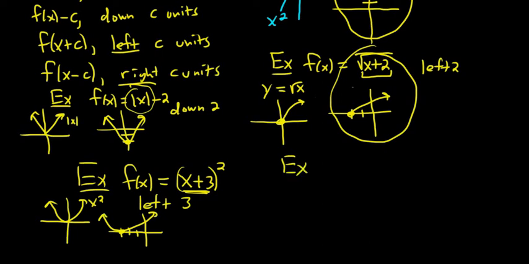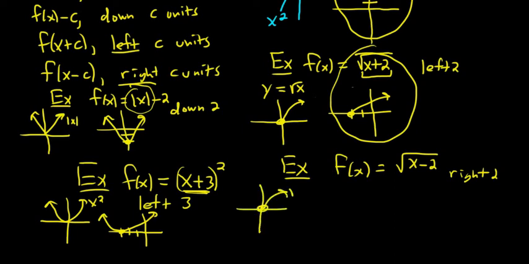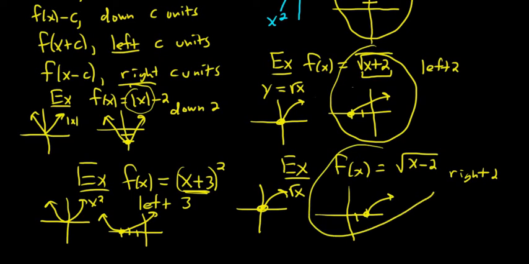Oh, one more. I'm going kind of fast, but it's good to see lots of examples. f of x equals, let's do square root of x minus 2. In this case, you're subtracting from the x, so it's backwards, so it's right 2. So we take our square root function. There's our square root of x. And we take this entire graph and we go right 2. So 1, 2. Boom, there it is, and there's that graph there.